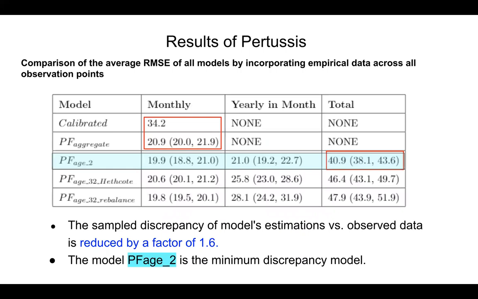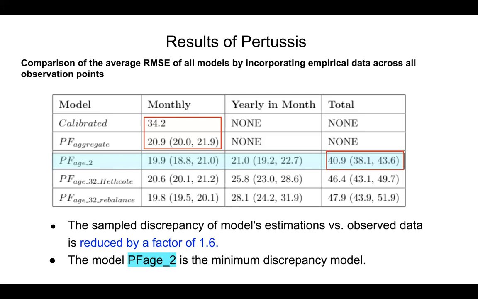Similar to the measles model, for the pertussis model's results, comparing the particle filtering model and the deterministic calibrated model, we can see that the particle filtering model can decrease the discrepancy by a factor of 1.6. And the model dividing the population into two age groups shows the minimum discrepancy, which means in this research, the pertussis model with two age groups has the highest accuracy.